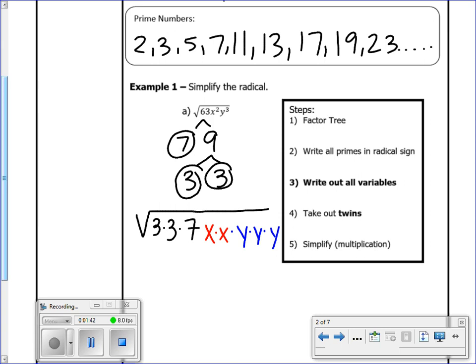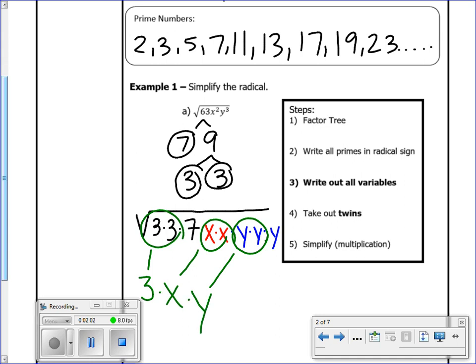Now, after I write out all the variables, step 4 says we still take out twins. And you still look for twins even if they're variables. So we have one set of 3, so that comes out. We have one set of x's, so they come out just as 1x. And we have one set of y's, so those come out just as 1y.